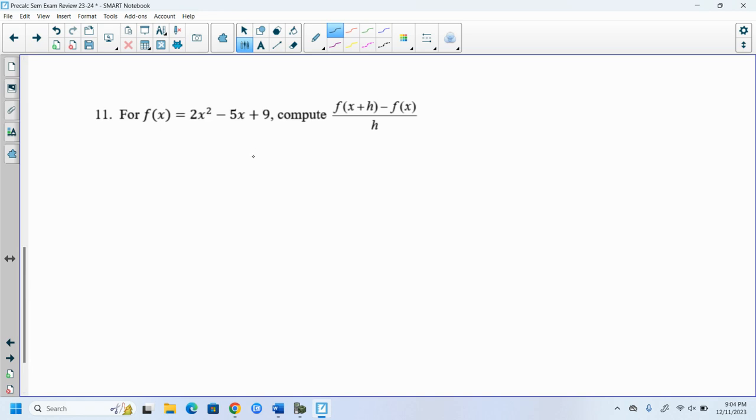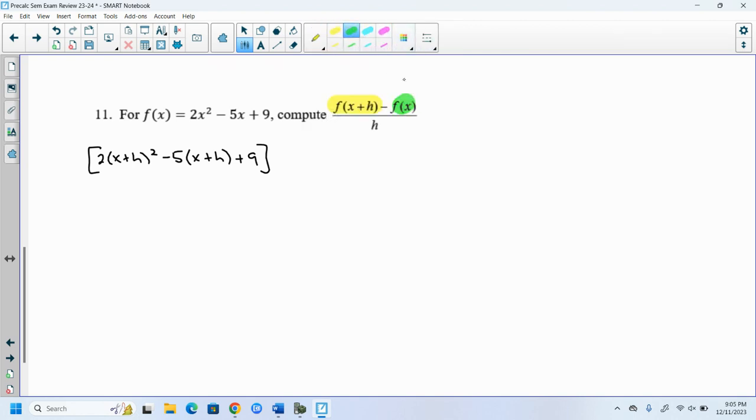f of x equals 2x squared minus 5x plus 9. Compute this. You will be given this in this exact format on the exam if you do have this problem, so you don't have to memorize that format. All right, f of x plus h. That is the first one that we're looking at. Remember, that means that you are going to replace x plus h in for each x. So it will be 2 parentheses x plus h quantity squared minus 5 times x plus h plus 9. So that is the f of x plus h.